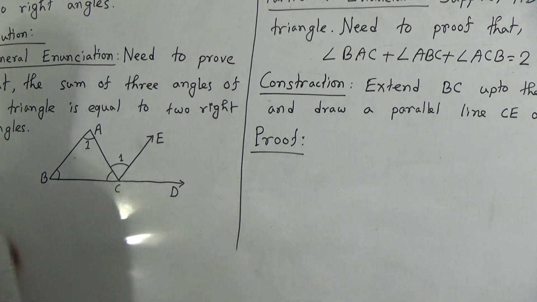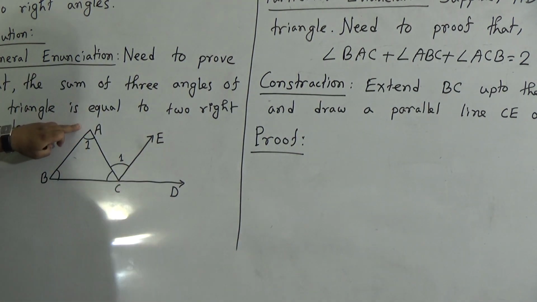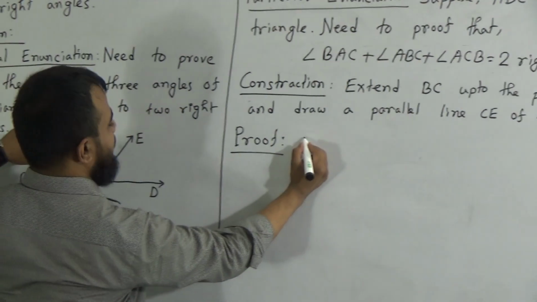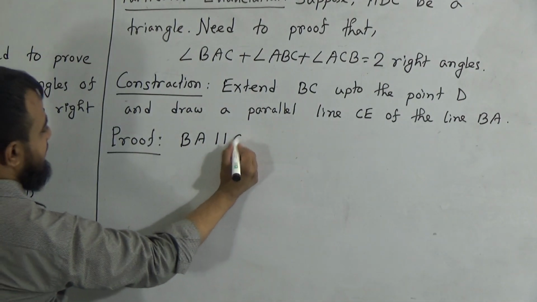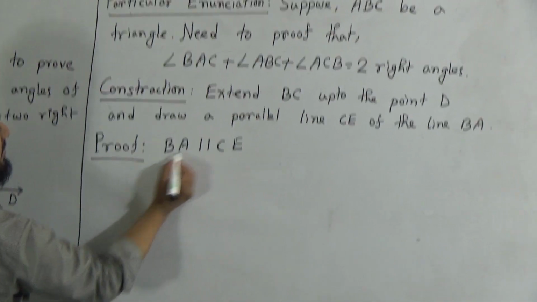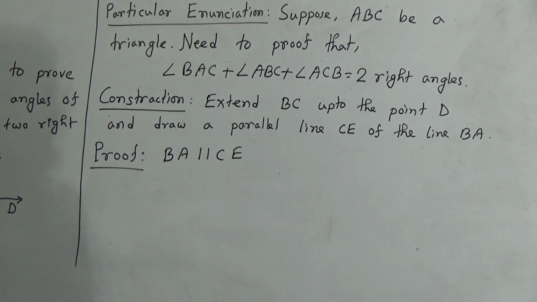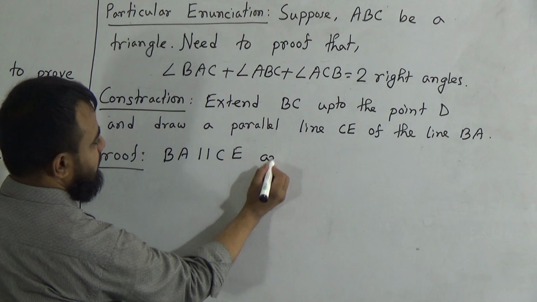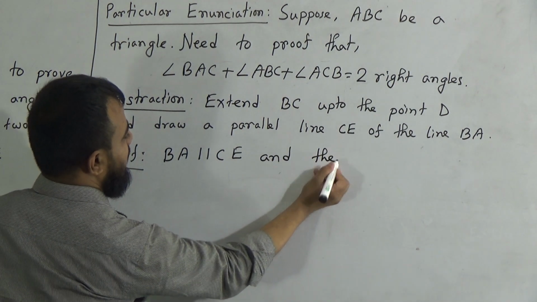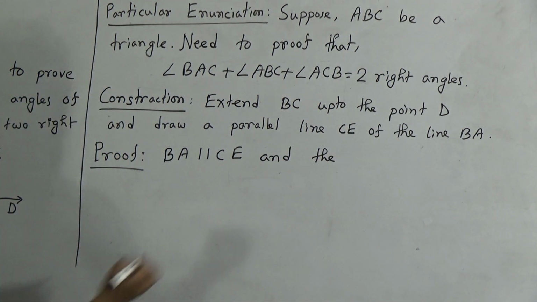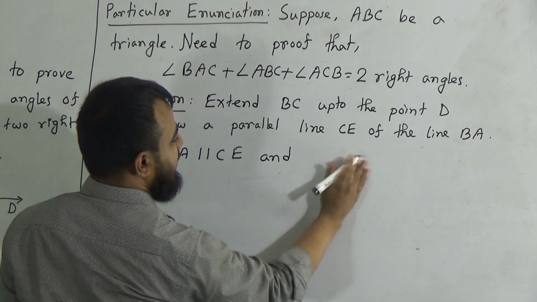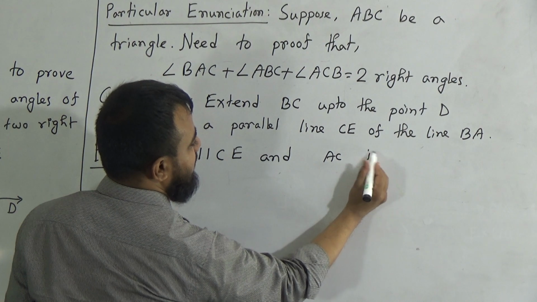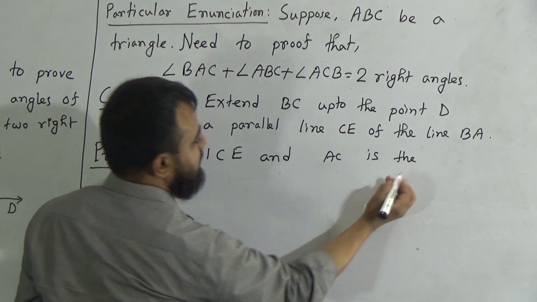First of all, look, BA and CE are parallel to each other, right? Write down BA parallel to CE. Okay, this is the parallel sign. BA is parallel to CE and the line AC is the transversal.